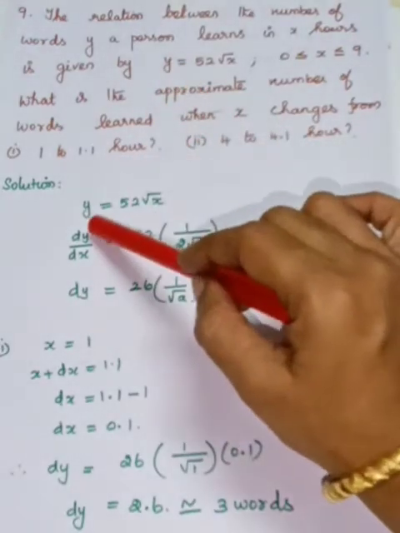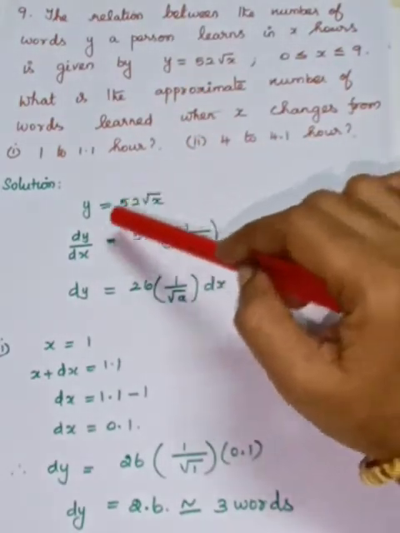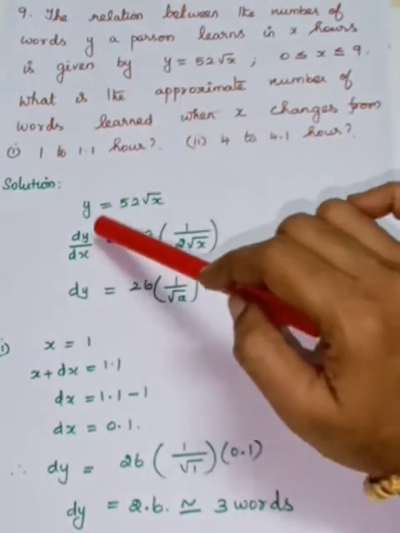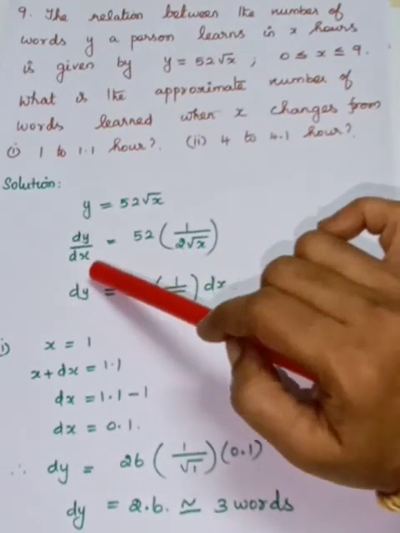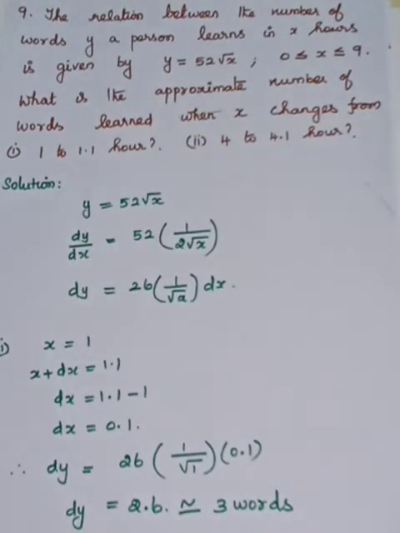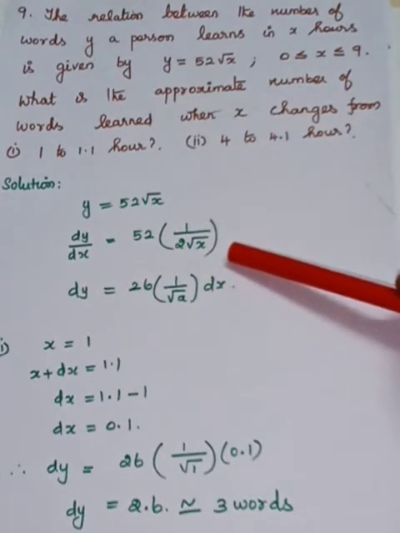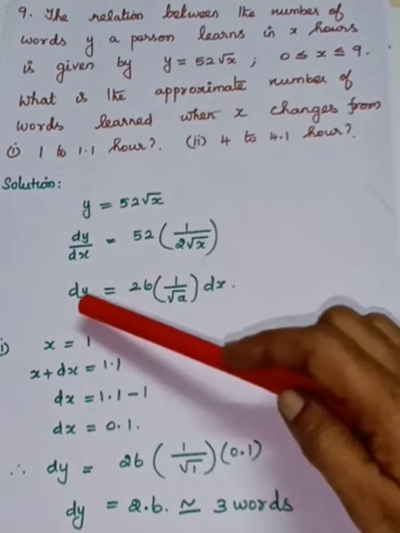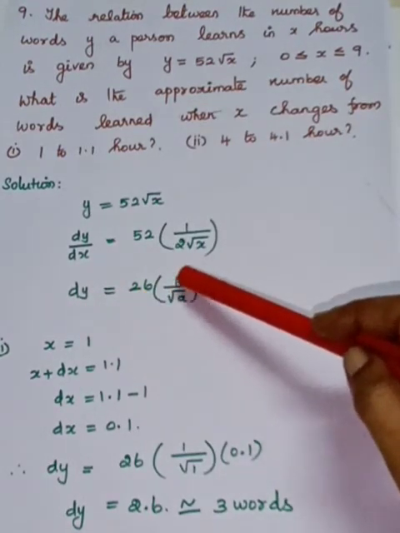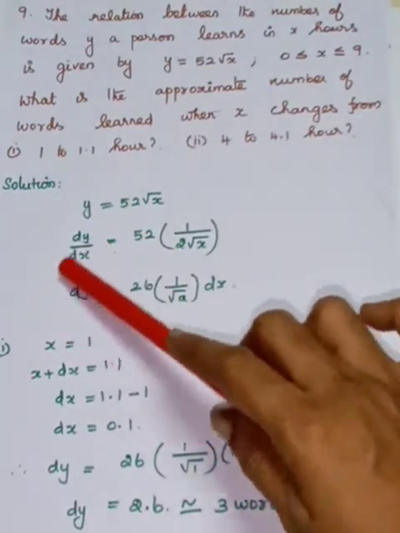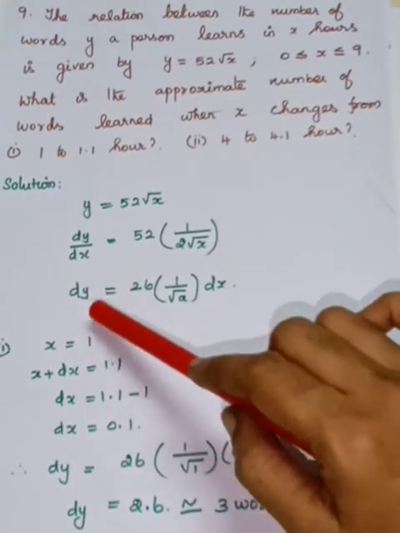Okay, so you just consider y is equal to 52 root x. What is asked? Approximate number of words learned. So dy by dx you have to find out. 52 times x power 1/2, so when you differentiate x power 1/2, your answer is 1 by 2 root x. You know very well. So this 2 and 52 get cancelled, so it is 26. So dy is equal to 26 into 1 by root x into dx. This is the approximated number of words learned.